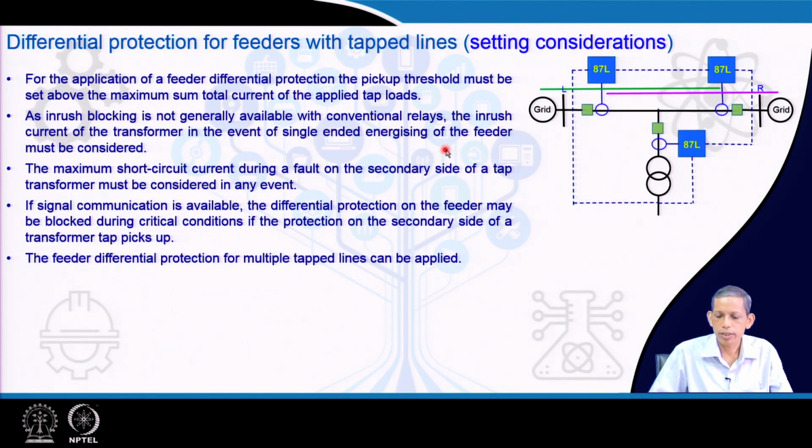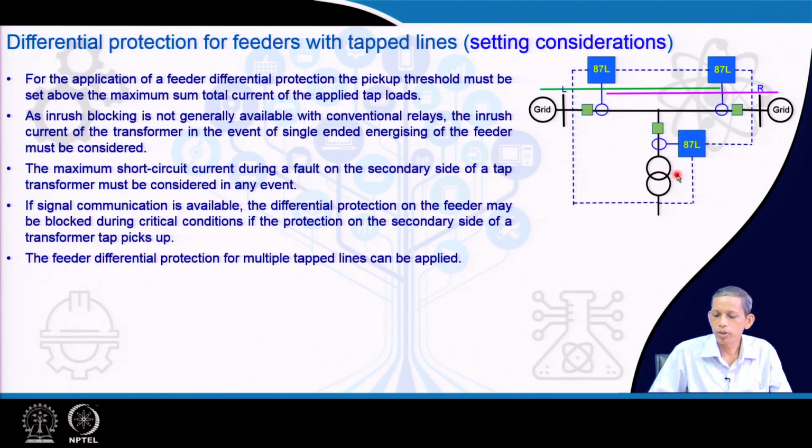Now, how are the corresponding settings in such a tapped line considered? There is the pickup setting, and we will elaborate on that. For the application of this feeder differential protection, the pickup threshold must be above the maximum sum total current of the applied tap loads. To note, if there is no current information available at this end or this end, then the corresponding differential current for this load current must be considered greater than the tapped current. That is essentially because that information is not available here.